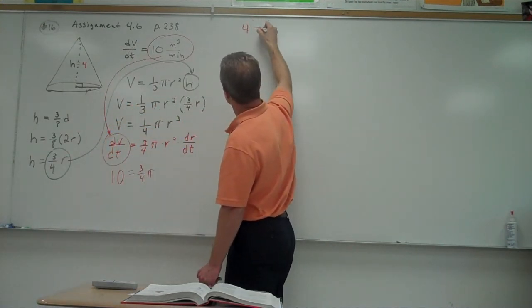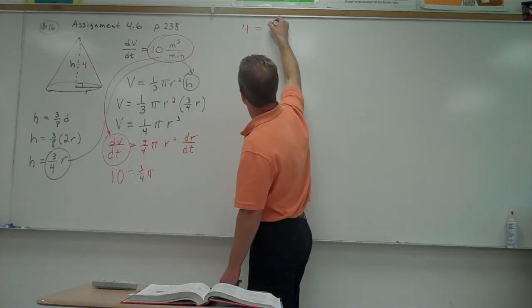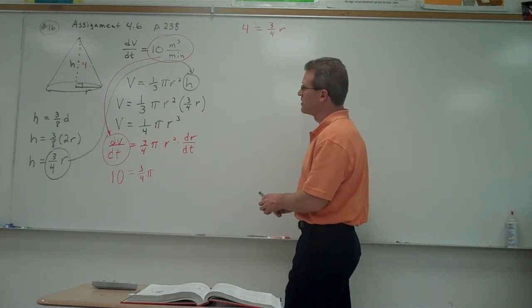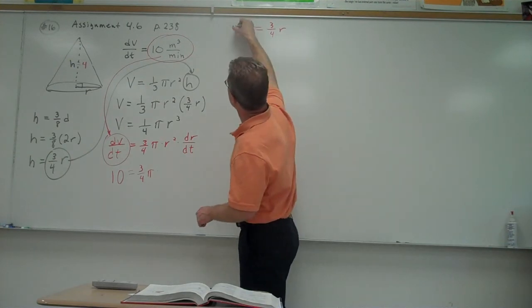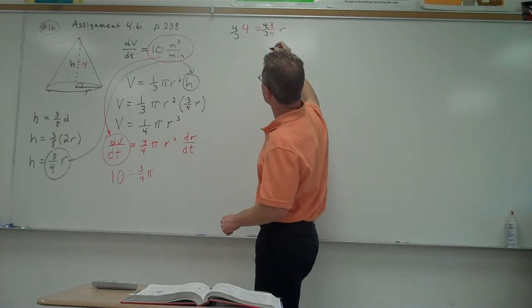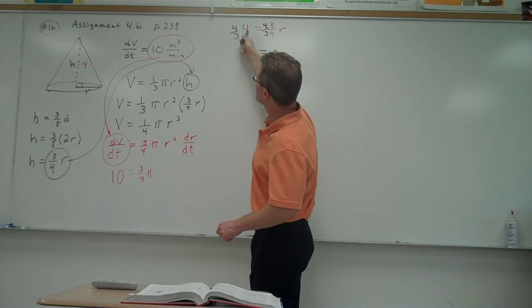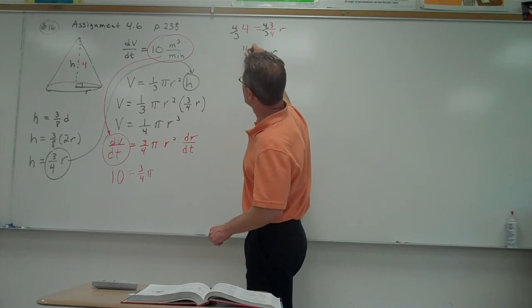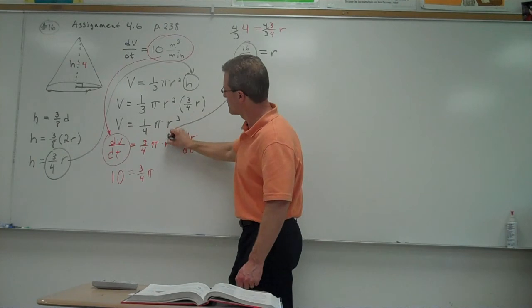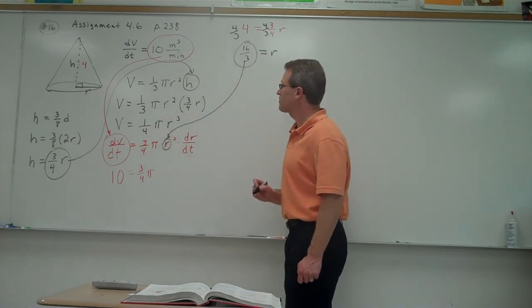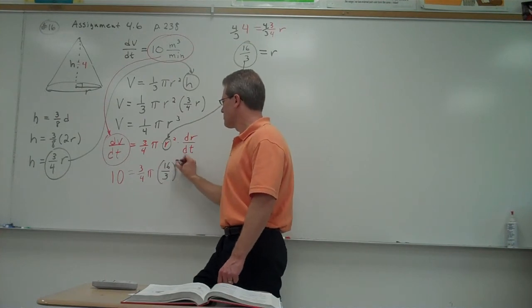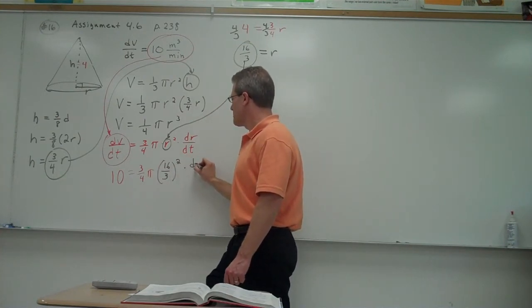Instead of scratch work, 4 equals 3/4 r. So just multiply both sides by 4/3. So you get 12/12, or 1r, equals 16/3. 4 times 4 would be 16/3. That's the number I need to plug in for r right there. So we're going to times by 16/3, and that's quantity squared times dr over dt.